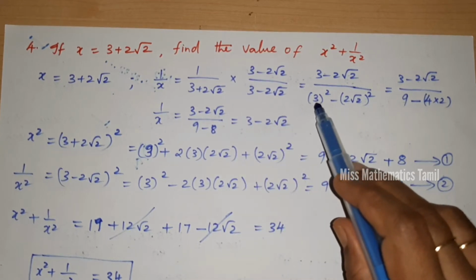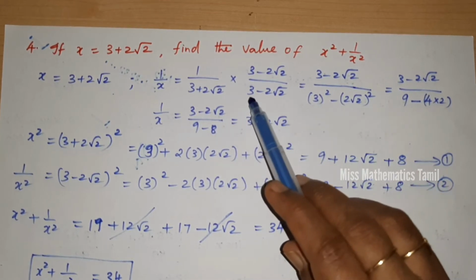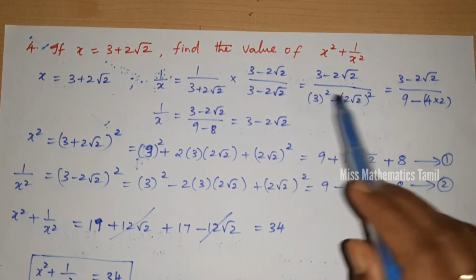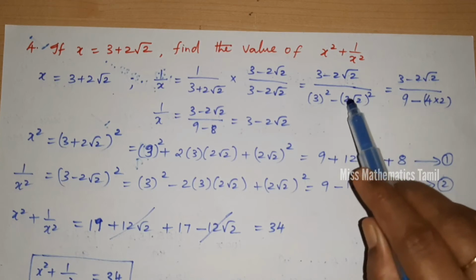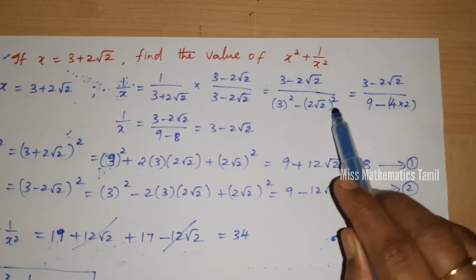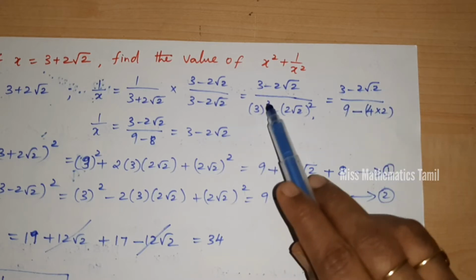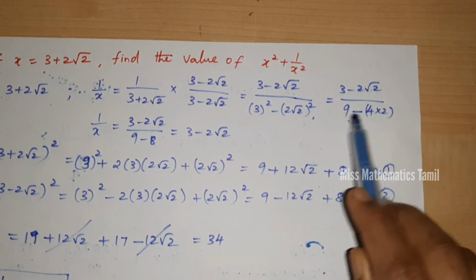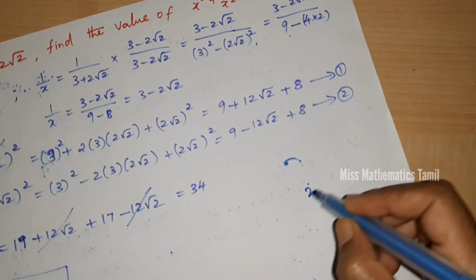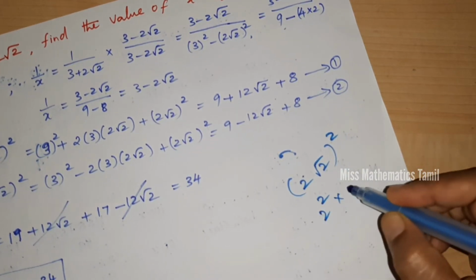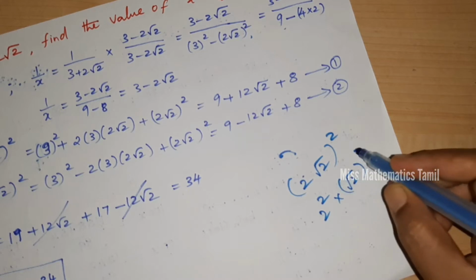So, a square minus b square. A is equal to what? 3 square. Minus, b is equal to what? 2 root 2. Okay, b square. I wrote here 2 root 2 the whole square. Okay, what is the next step? 3 minus 2 root 2 divided by 3 square is 9 minus, see here, 2 root 2 the whole square means 2 square into root 2 the whole square.